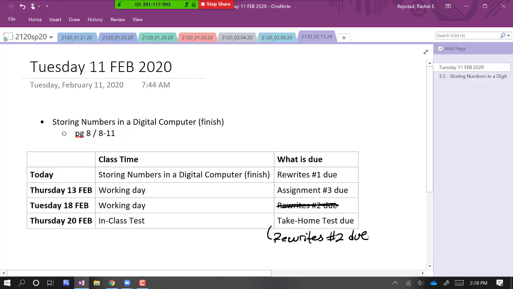If you were going to turn in a rewrite for assignment 1, that's due today. You can hand it to me as a hard copy, or you can upload it to Canvas and use the same submission link for assignment 1. It'll let you re-upload more files. And then we're working on assignment 3, is that right? Yes. Okay, and that's due on Thursday.